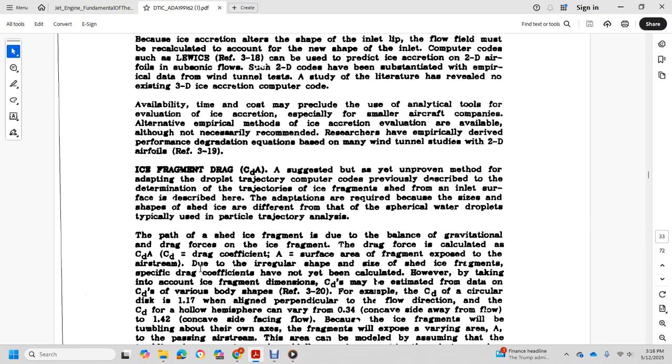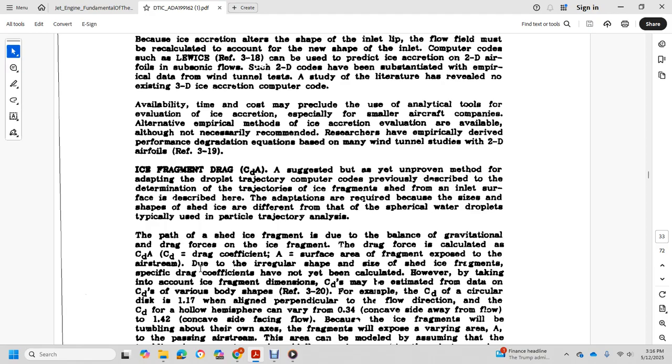The path of the shed fragment is due to the balance of the gravitational and drag force of the ice fragment. The drag force is calculated as the drag coefficient times the surface area of the fragment exposed to the airstream. Due to the irregular shape and size of the shed ice fragment, specific drag coefficients have not yet been calculated. However, taking into account the ice fragment dimensions, the drag coefficient may be estimated from data of the drag coefficient for various body shapes.